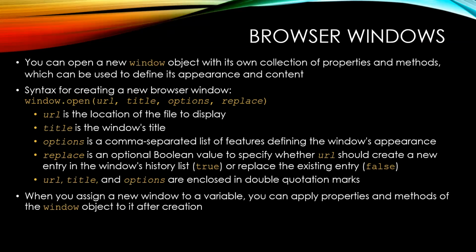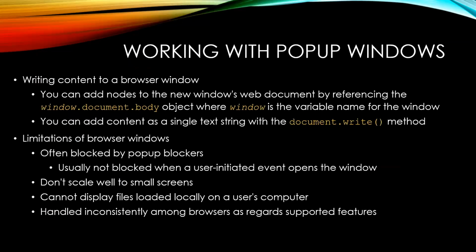All of these URL, title, and options are going to be enclosed in double quotation marks. When you assign a new window to a variable, you can apply properties and methods of the window object after you create it. So you would just have two separate window objects to work with.